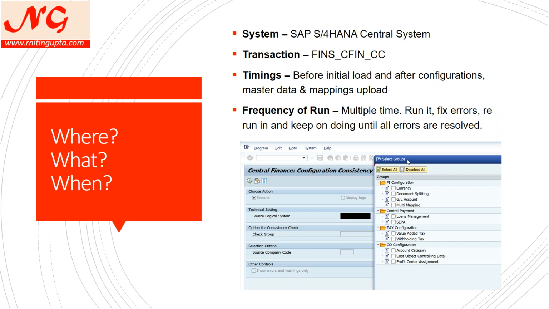Then we have profit center assignment. It checks the profit center assignment to the cost center between the systems. Cost centers in both systems are assigned to a profit center, and the mapping is checked. So that's a part of CO configuration.